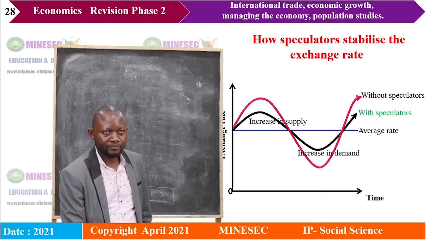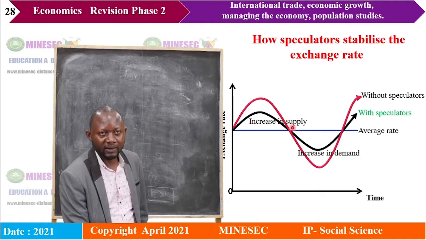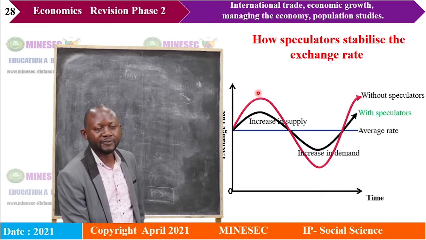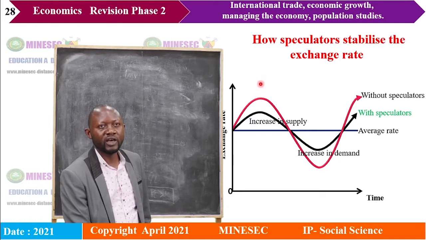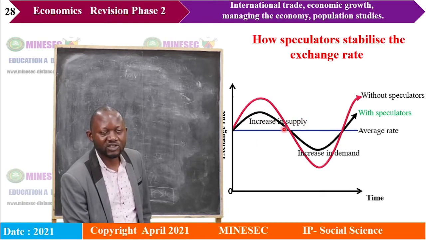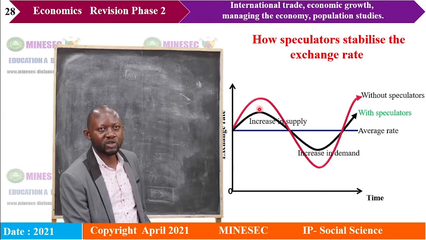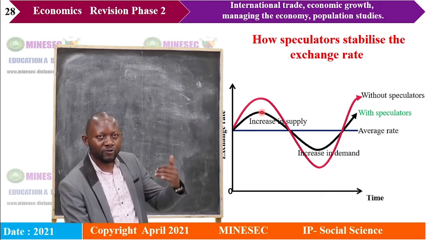Looking at this diagram, with the presence of speculators, we have the black line. Without speculators, we have the red. Let's assume that the exchange rate is high. When the exchange rate is very high, speculators will rush into the market in order to sell whatever they have. When they rush to sell, they will tend to increase the supply of the currency. When the supply of the currency increases, it reduces the exchange rate. The exchange rate will not rise as much as it would have risen. So it tends to reduce the amplitude of fluctuation.